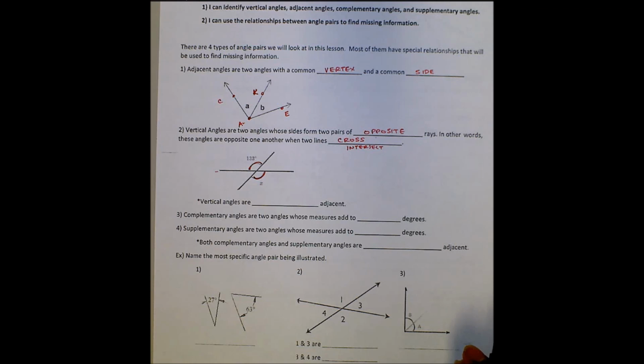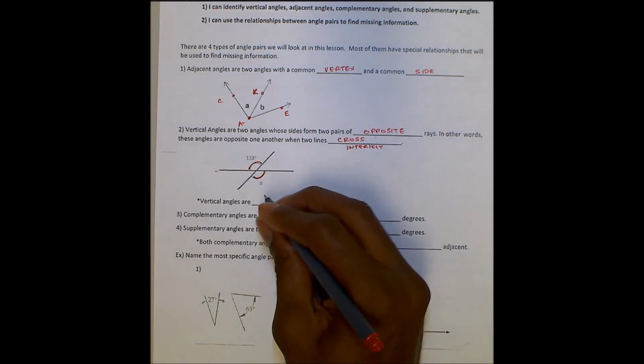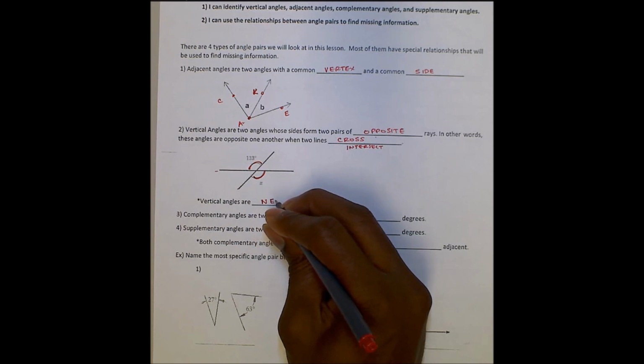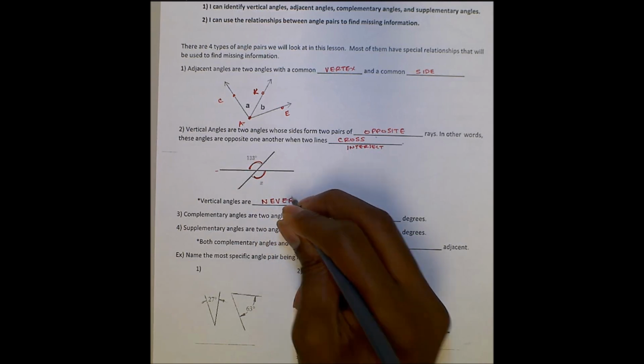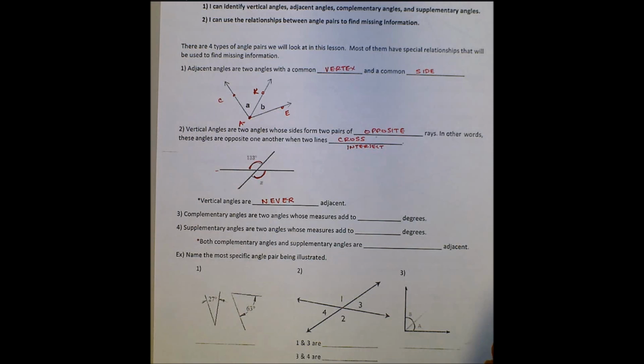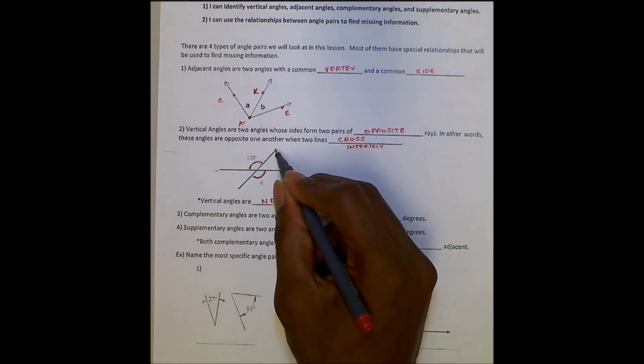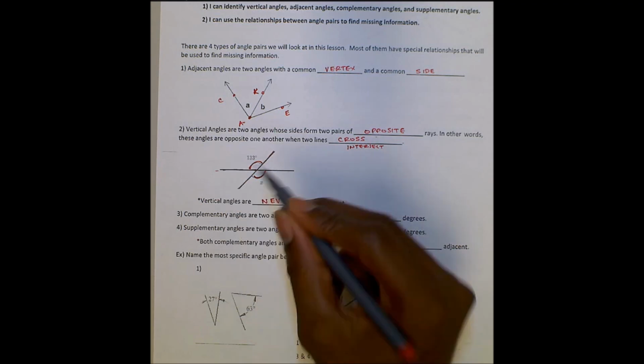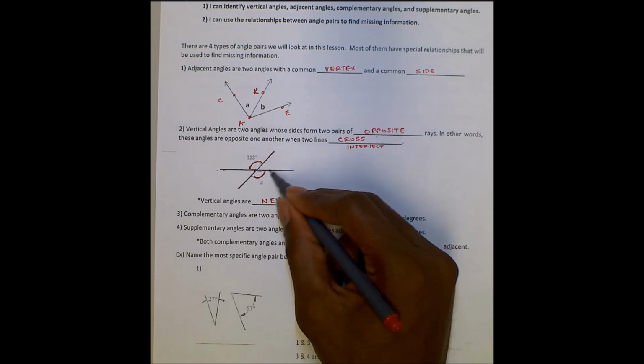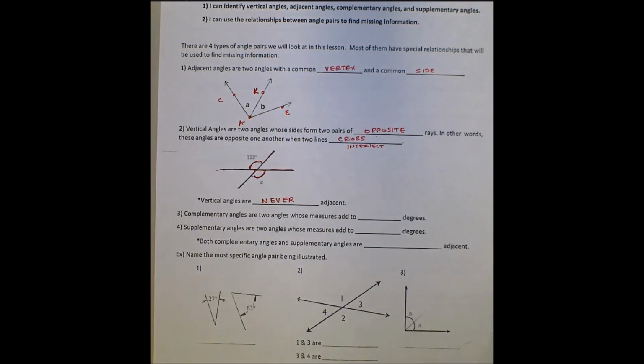Okay, vertical angles are never adjacent. Notice that adjacent angles share a side. Vertical angles do not share a side. This angle is made up of these 2 rays. This angle is made up of these 2 rays. They do not have a common side. Okay, but vertical angles will be congruent. Vertical angles are always congruent.